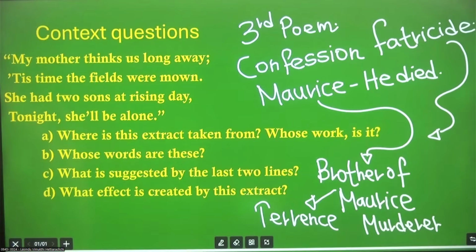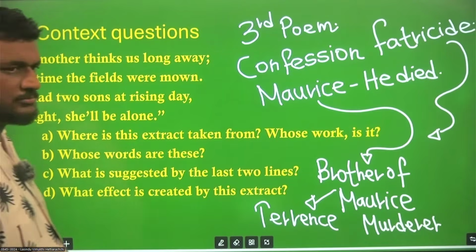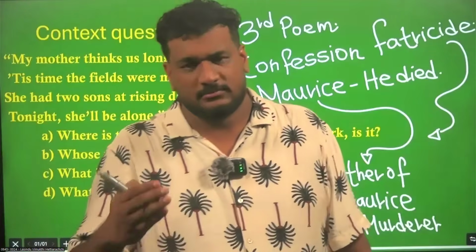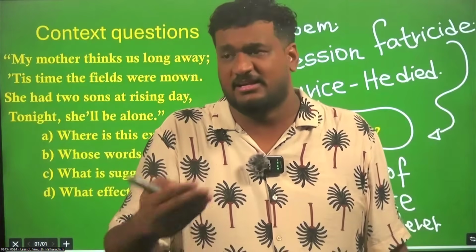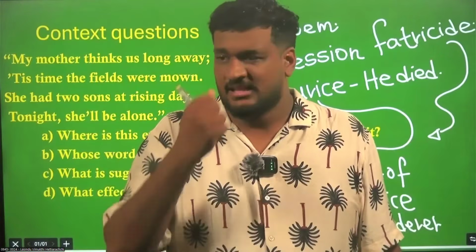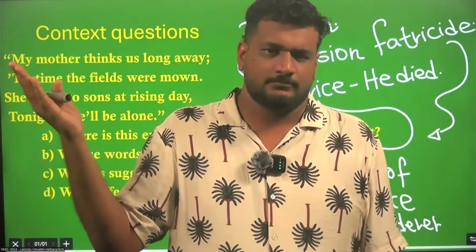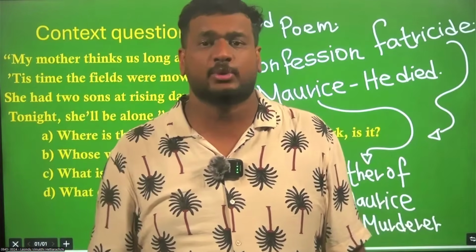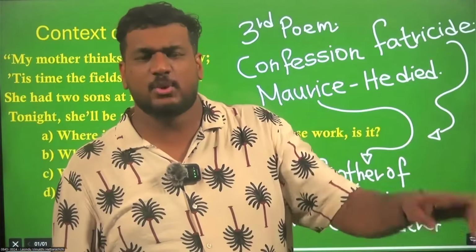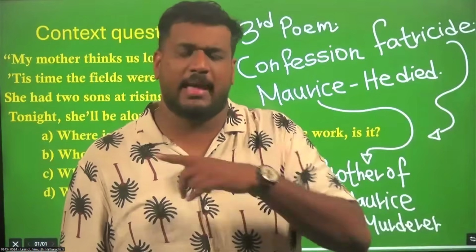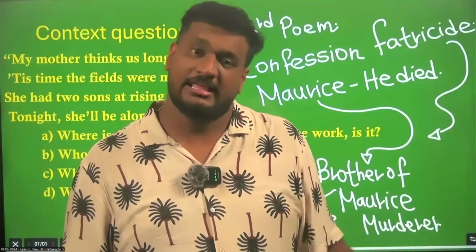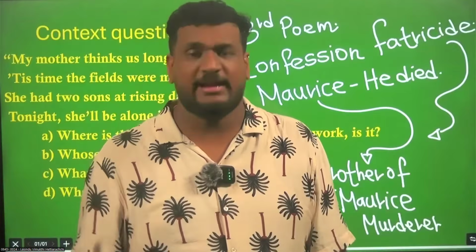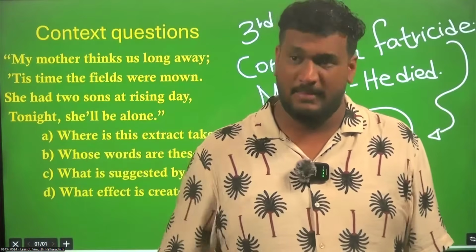She had 2 sons at rising day. Tonight she will be alone. So it is a very powerful expression. This is about the criminal's mother, the murderer's mother. He says, when the day started, we two actually came out of the house in order to work together. But now when the day is going to end, no one is going back. Because I have killed my brother, even I can't go to my house. Because my mother will never accept. So tonight she will be alone forever.